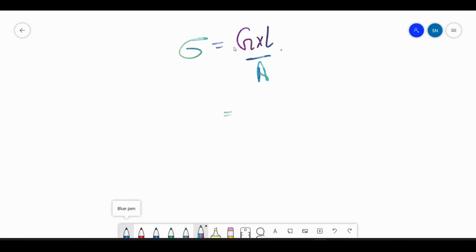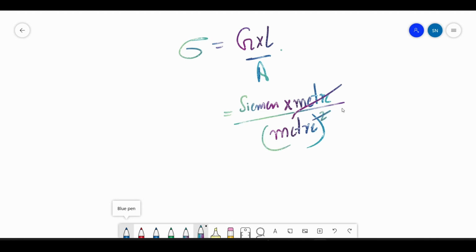Now, what is the SI unit of G, conductance? Isn't it Siemens? What is the SI unit of length? Meter. Yes, I got it now. Meter, and then meter square. So the meter and meter cancel, and then it's Siemens per meter.